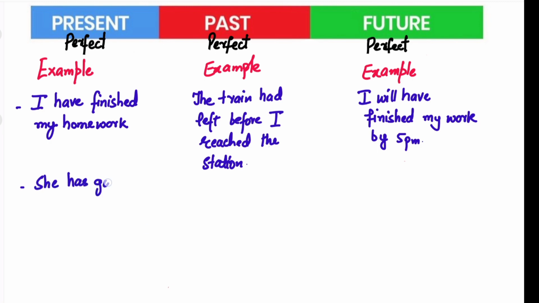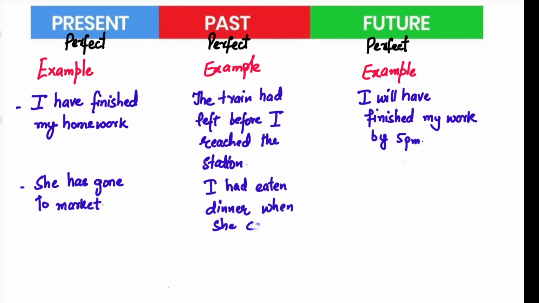She has gone to market. I had eaten dinner when she called. I had eaten dinner. This is past perfect tense. By next year, she will have completed her degree.